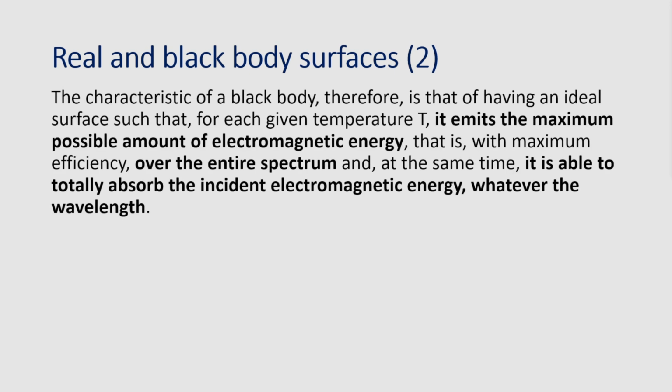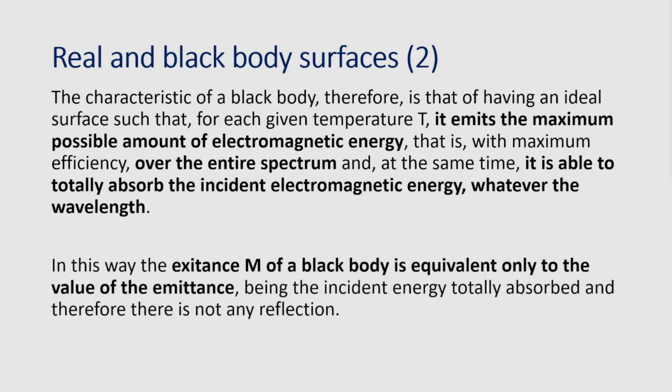Real and black body surfaces. 2. The characteristic of a black body, therefore, is that of having an ideal surface such that, for each given temperature T, it emits the maximum possible amount of electromagnetic energy, that is, with maximum efficiency, over the entire spectrum, and, at the same time, it is able to totally absorb the incident electromagnetic energy, whatever the wavelength. In this way, the excitance M of a black body is equivalent only to the value of the emittance, being the incident energy totally absorbed, and therefore there is not any reflection.